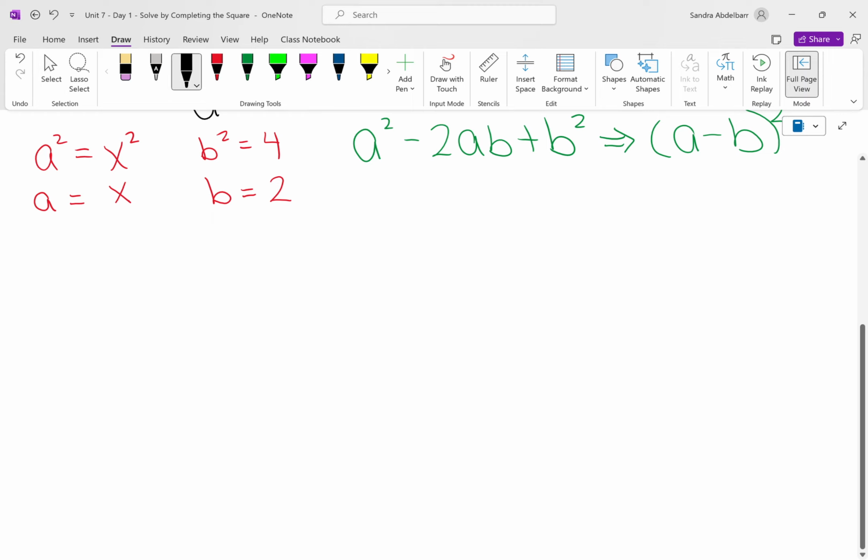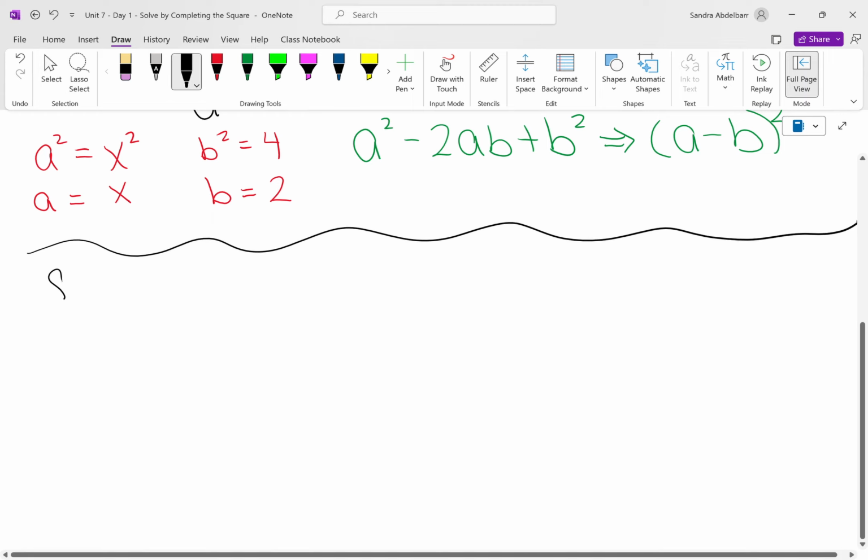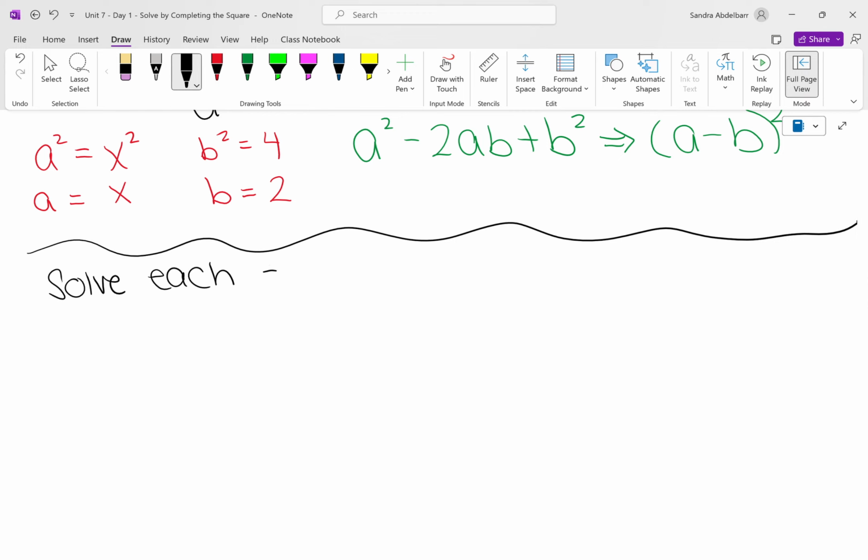Okay. Now what I want us to do is solve each equation using the square root method.